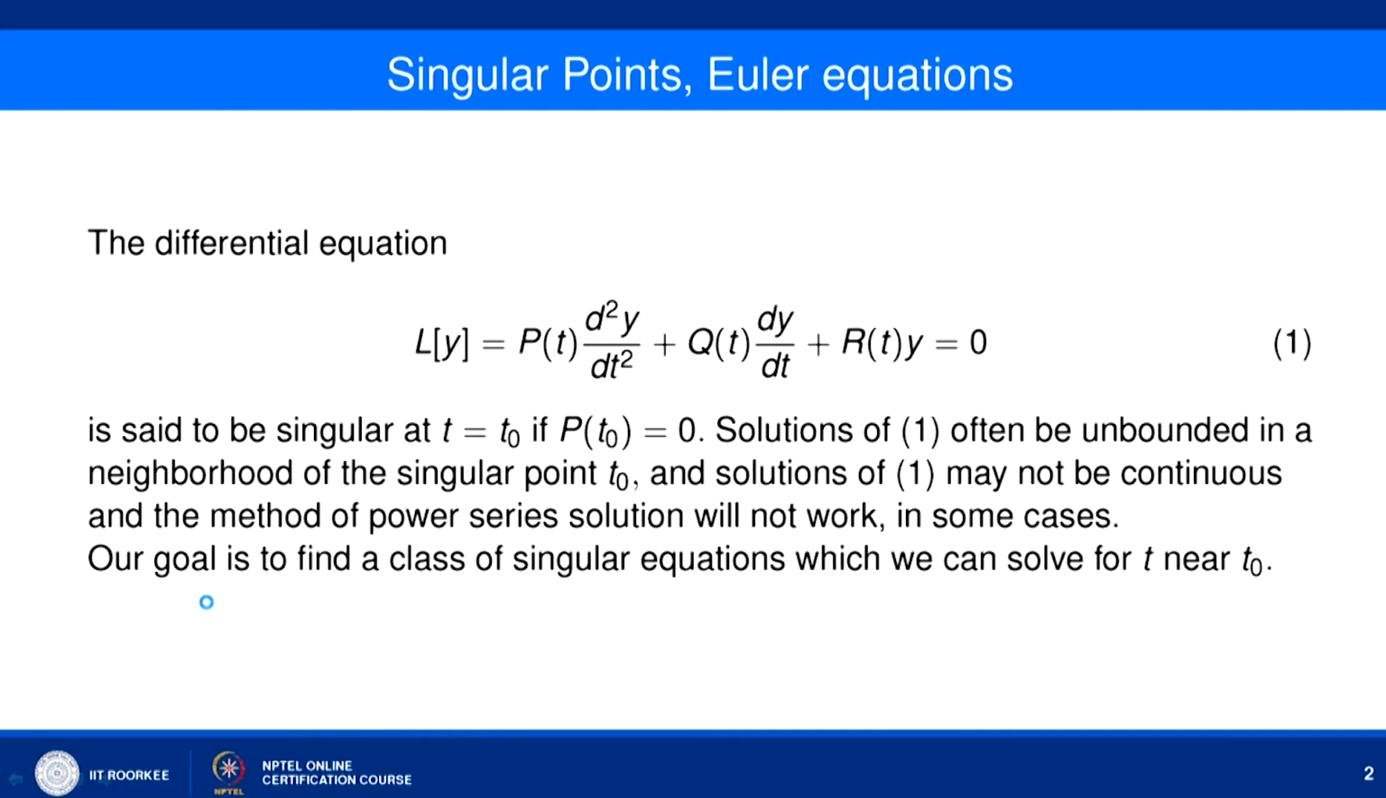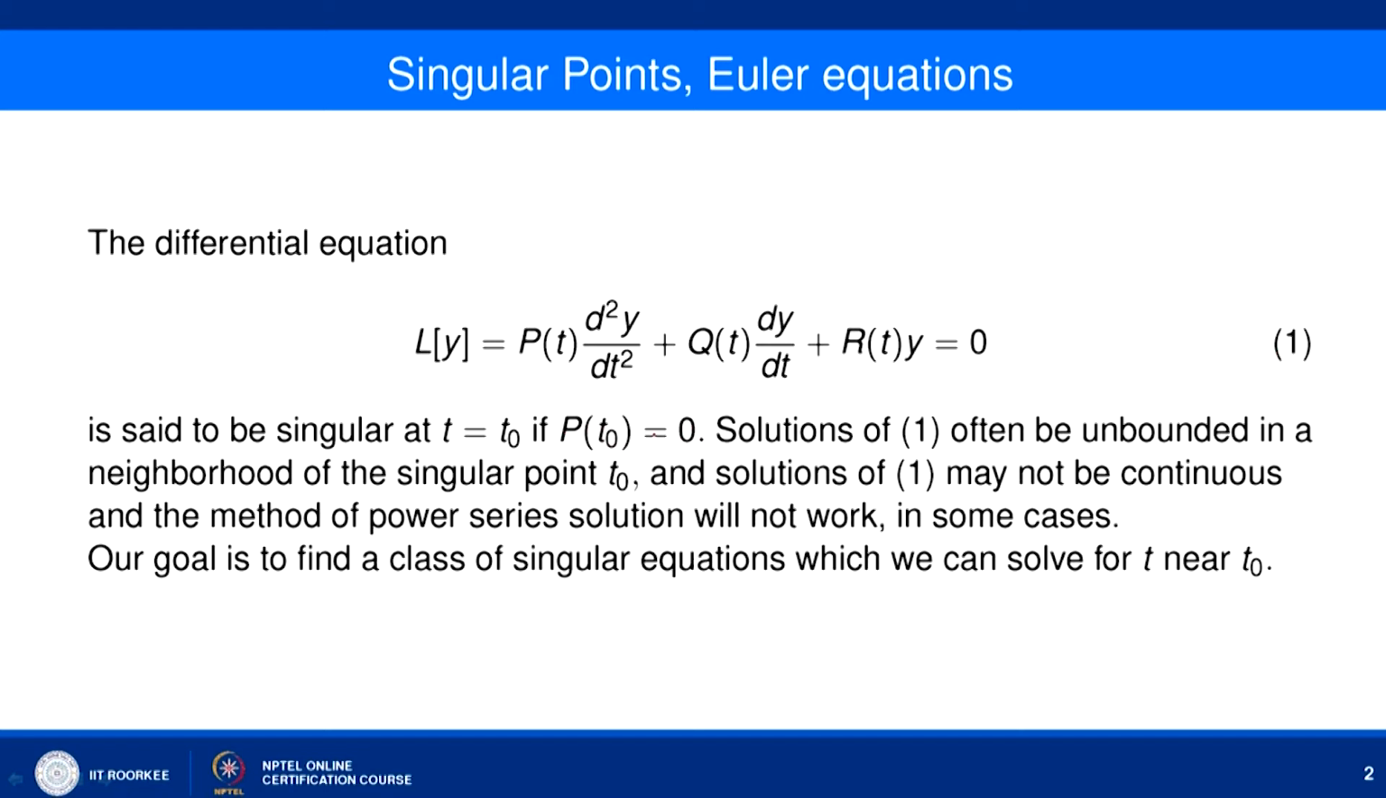So, consider the differential equation Ly = P(t) d²y/dt² + Q(t) dy/dt + R(t) y = 0. Here P(t) is the coefficient of y'', Q(t) is the coefficient of y', and R(t) is the coefficient of y. We say that a point t = t0 is a singular point of this differential equation, given as equation 1, if P(t0) = 0.